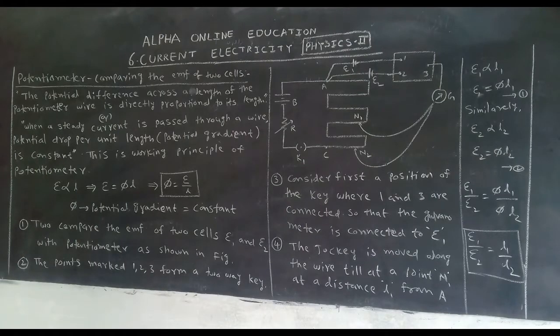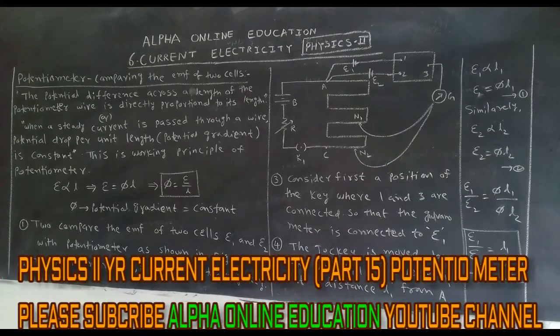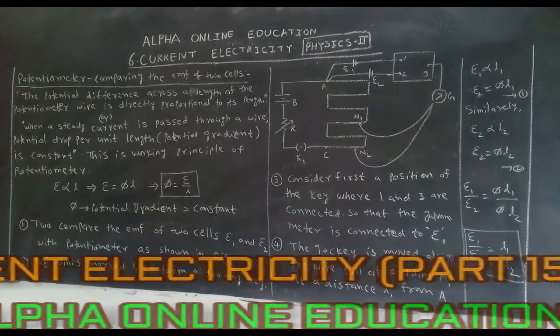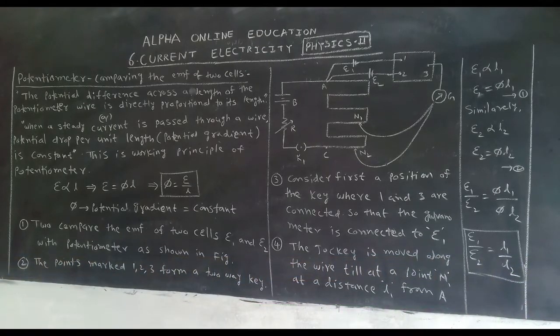Based on this equation, there is a chance to get a problem in this chapter. This topic is especially used to solve problems. Next class we will discuss the determination of internal resistance of the cell. That is very important in this chapter. There is a chance to get it in the examination for 4 marks or 8 marks.